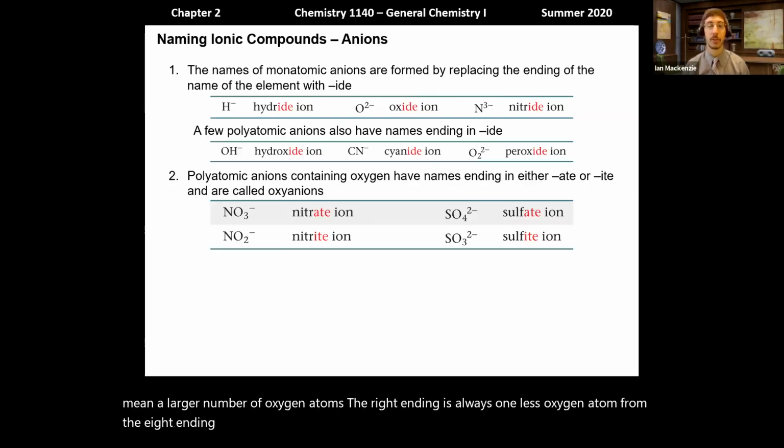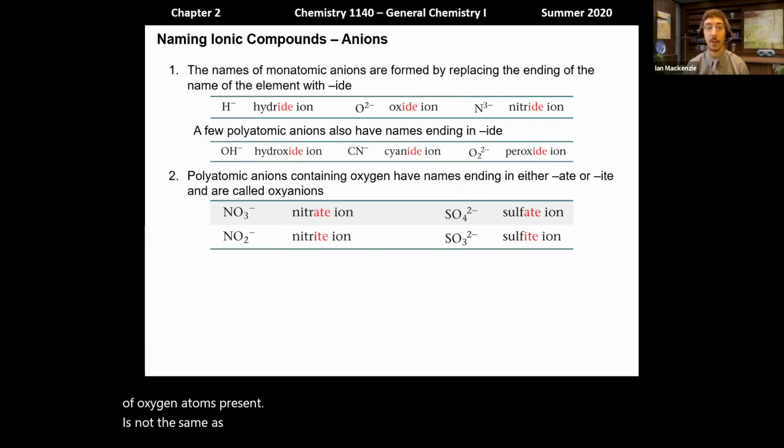Sulfate and sulfite are similar examples. You will notice that the number of oxygen atoms present is not the same as the nitrate and nitrite ions, but that the ite ending ion is one less oxygen atom than the ate.